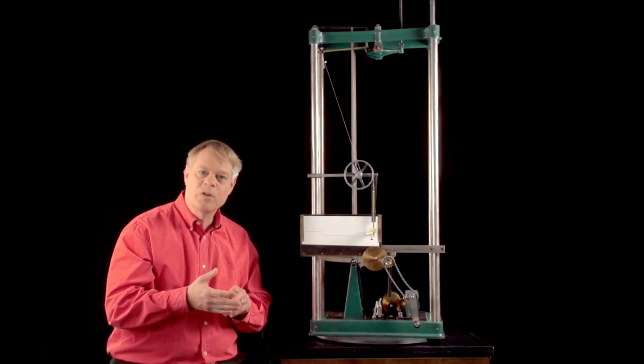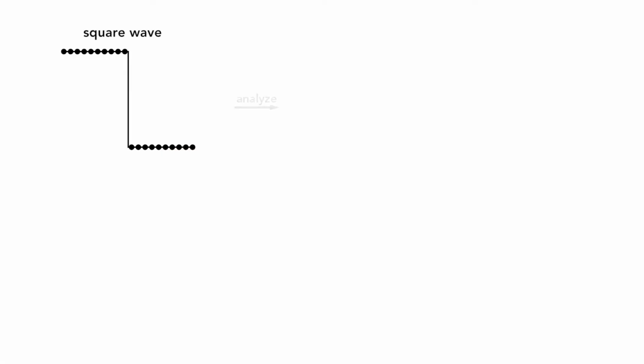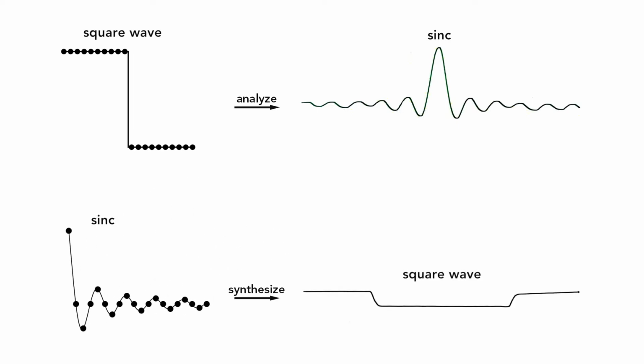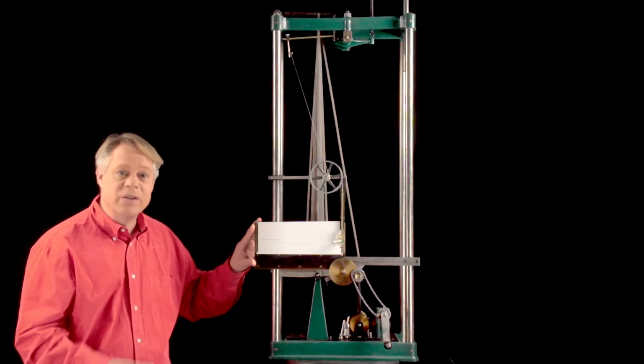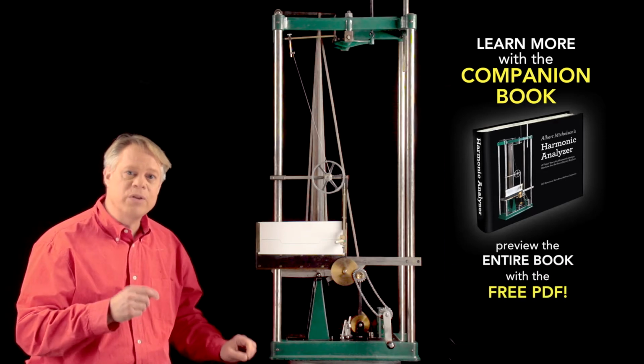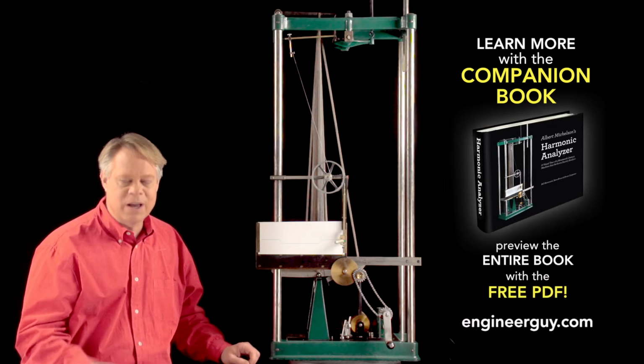What I've just shown with the machine is an essential feature of Fourier methods. I can take a function, perform harmonic analysis, extract the coefficients, and then synthesize that function to approximate the original. So, now that we see that this machine can do harmonic synthesis and analysis, I'll show you in the next video some details about how to set up the analyzer to perform these calculations.